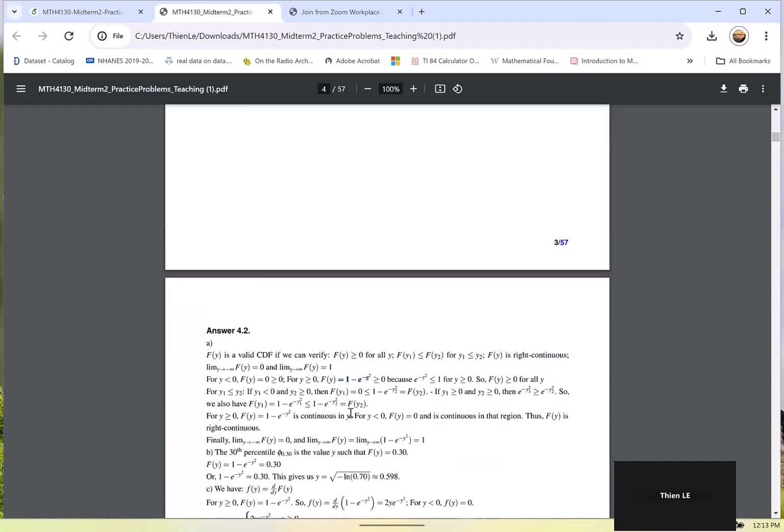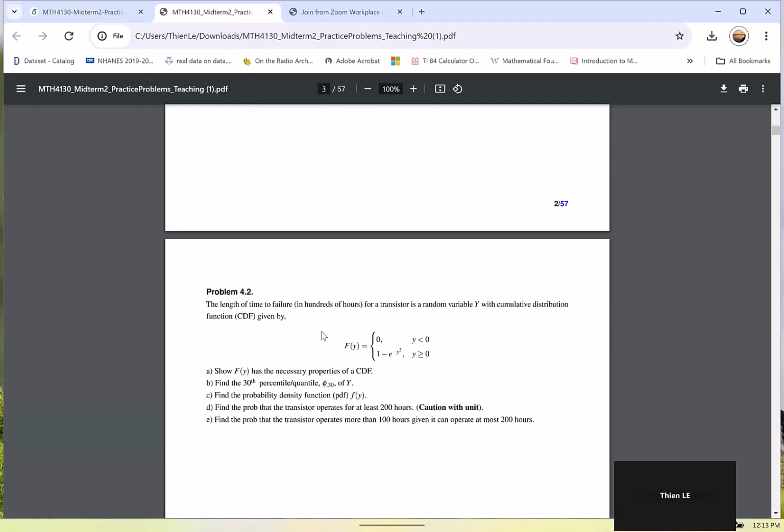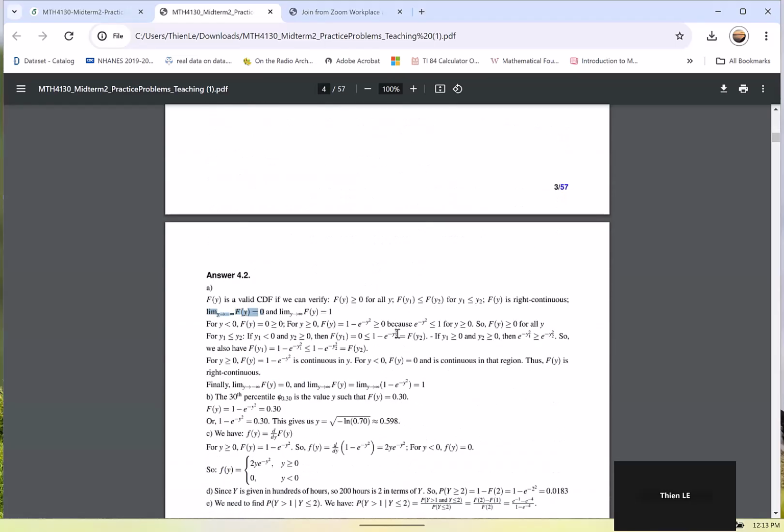And then the limit as y goes to negative infinity is 0, right? And positive infinity, this term will turn to 0. So basically you get a 1. So all the conditions are satisfied, which means it is a valid CDF function. For the 30th percentile value, it's nothing else than just F of y equal 0.3. And you just solve it backward, right? And you get your y value. Here it is 0.598. You can check it, okay?